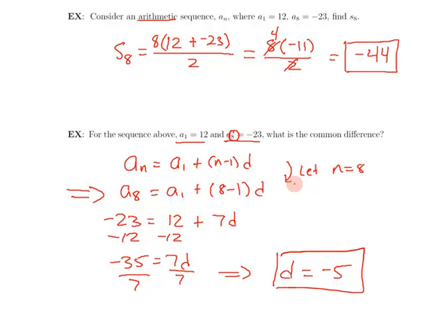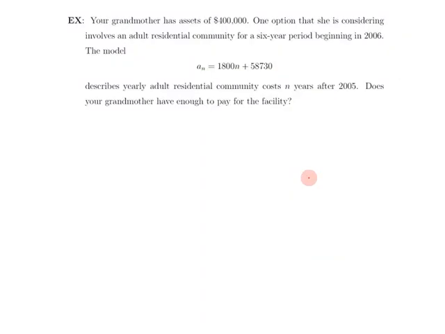Let's look at one last example as an application problem. In this problem we're given that our grandmother has assets of $400,000. One option she is considering involves an adult residential community for a 6-year period beginning in 2006. The model, A sub n equals 1800n plus 58,730, describes yearly adult residential community cost in years after 2005. Does your grandmother have enough to pay for the facility?